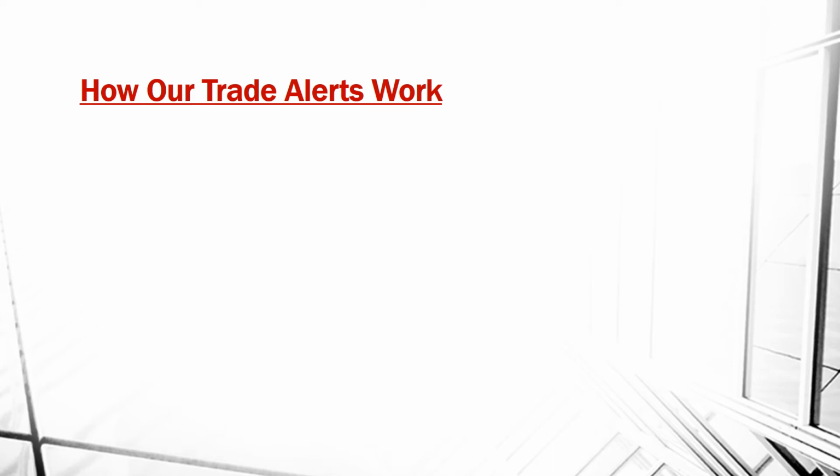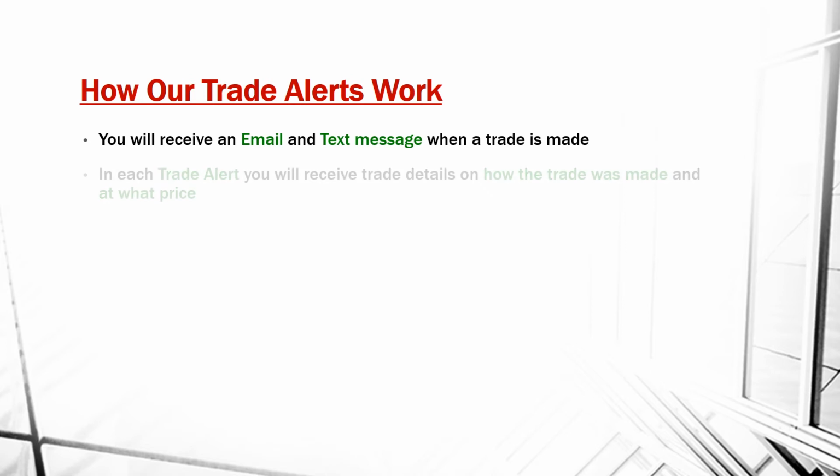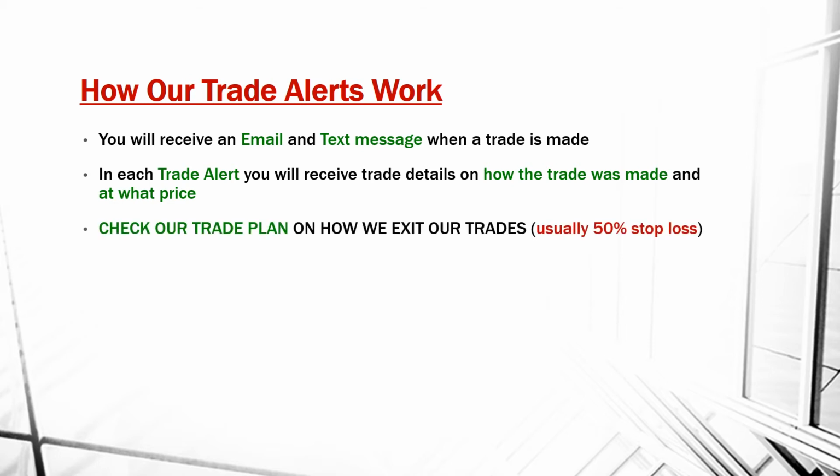So how do our trade alerts work? You will receive an email and text message when a trade is made. In each trade alert, you will receive trade details on how the trade was made, at what price, and what type of trade it was. Like I said, we have 3 types of trades. You can check our trade plan on how we exit our trades.